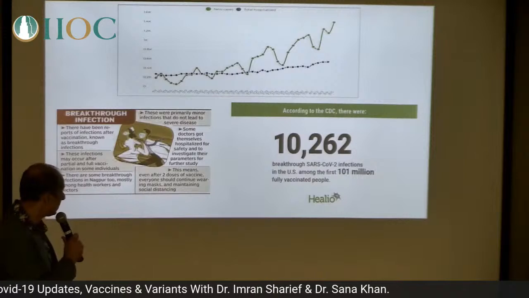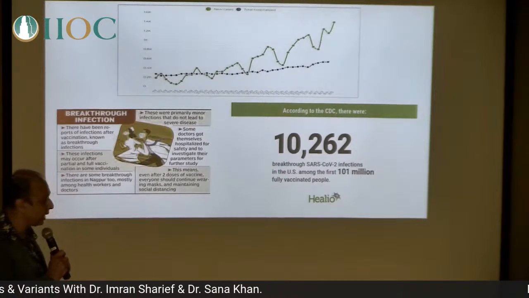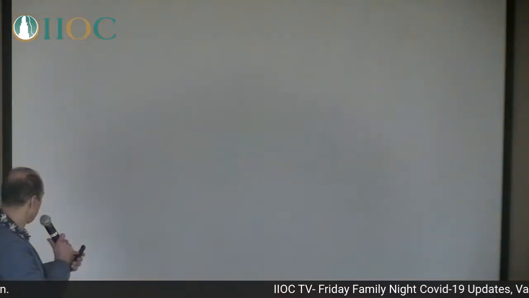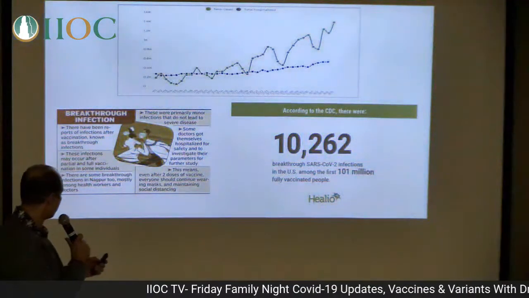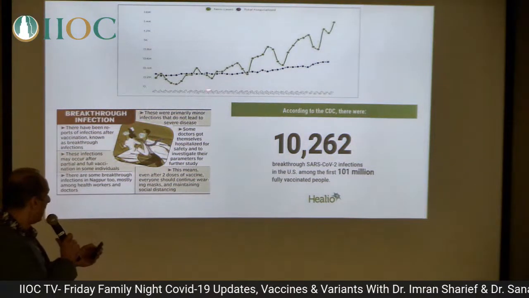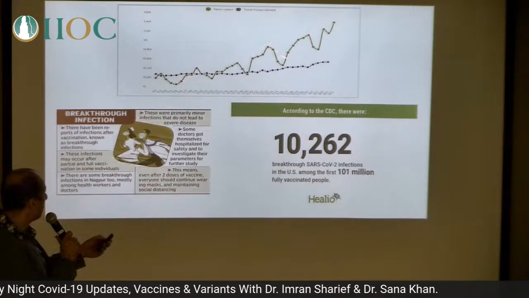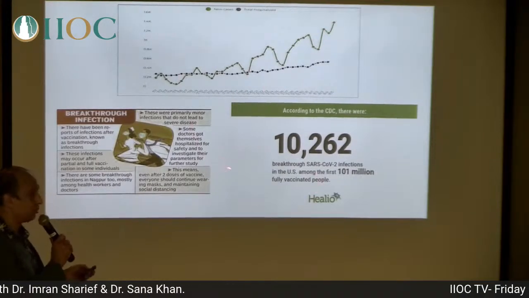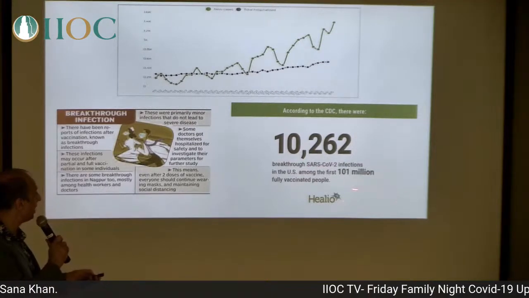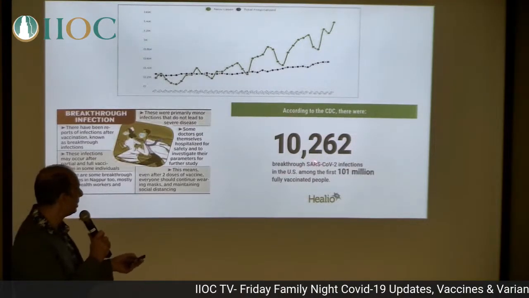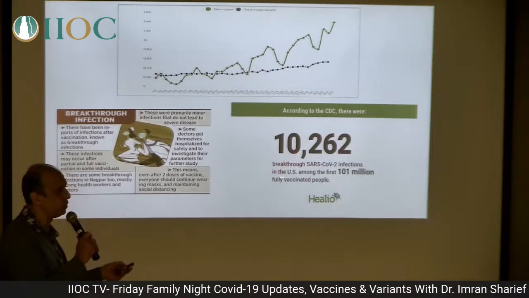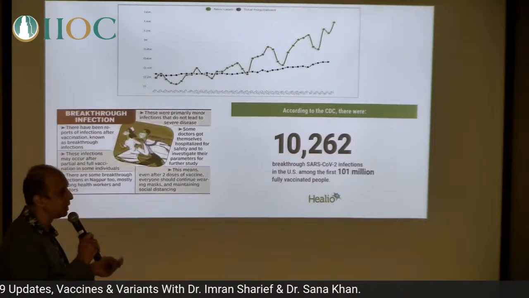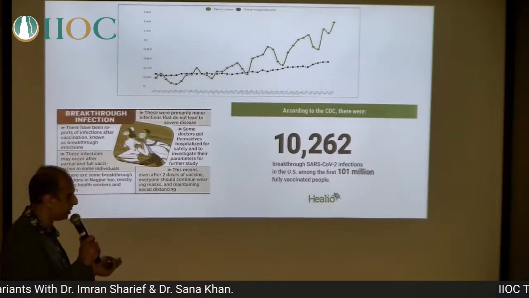So what do we know about the vaccine and the viruses and what's happening right now? I pressed the wrong button, sorry about that. So this is what's happening right now. The case count continues to go up. That's happening as we are talking. But good news is people who are vaccinated, 101 million people vaccinated, have had 10,262 cases of breakthrough infection, and these are mild cases. So the vaccine works, not 100% effective, but more than 90% effective. So that's good news.